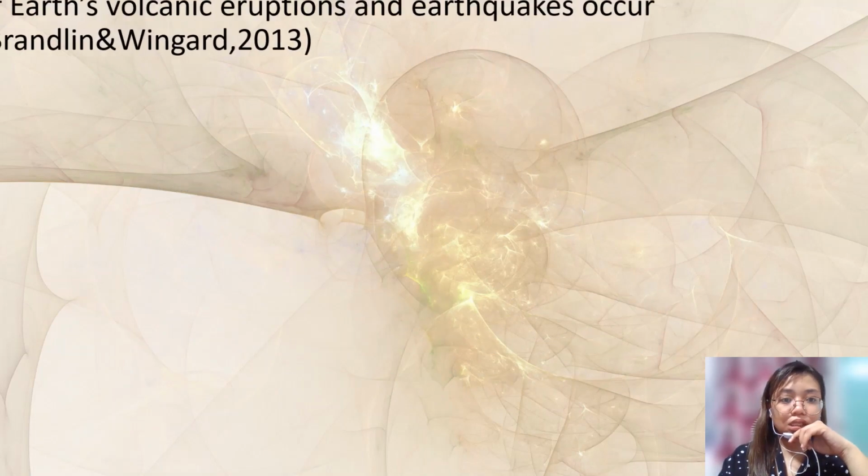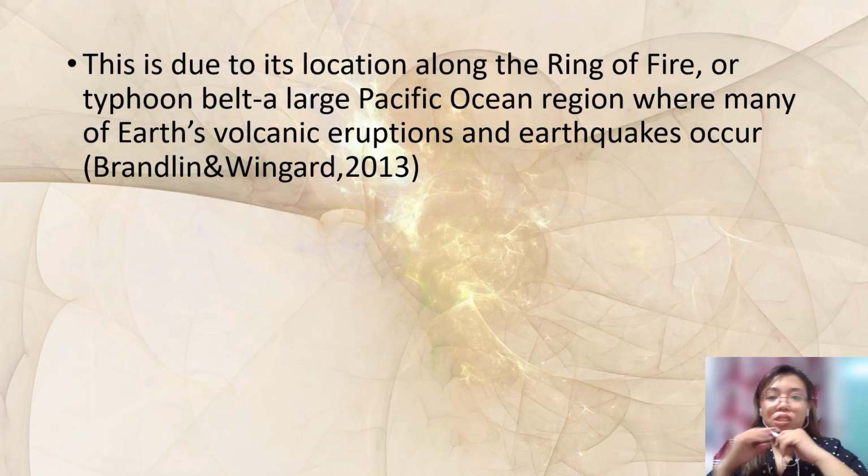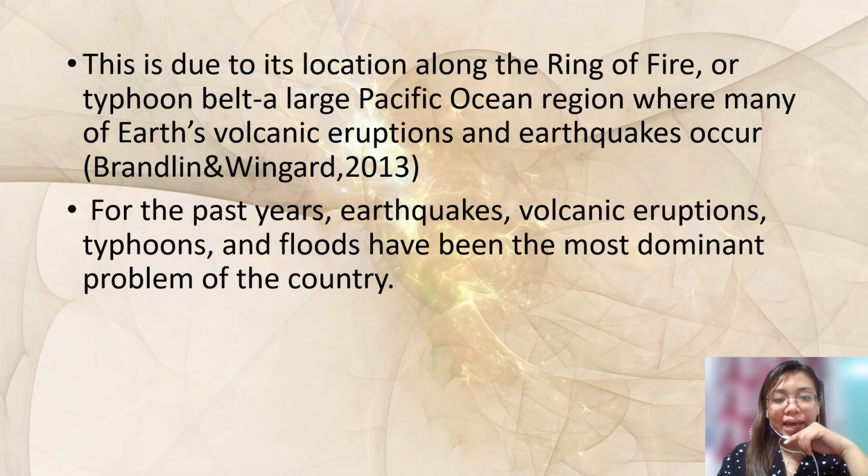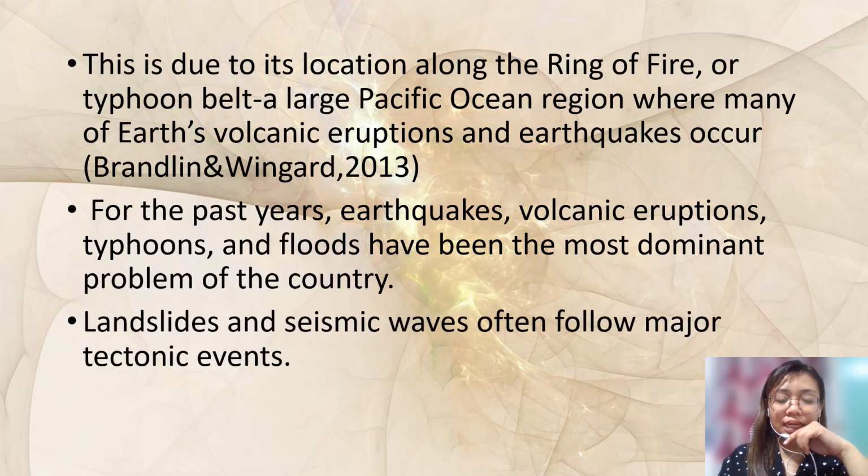So this is due to its location along the Ring of Fire or Typhoon Belt, a large Pacific Ocean region where many of Earth's volcanic eruptions and earthquakes occur. So for the past years, earthquakes, volcanic eruptions, typhoons, and floods have been the most dominant problem of the country. Landslide and seismic waves often follow major tectonic events.